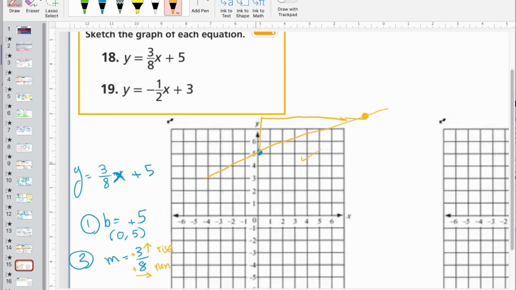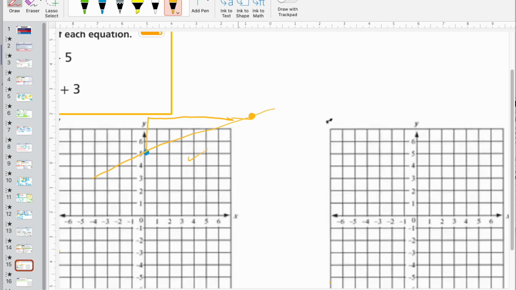Miss, what if I want to go 3 down and 8 left? You can do that. If you want both of them negative, it's the same, because negative and negative will give you a positive answer, but just follow the rule, it's easier.